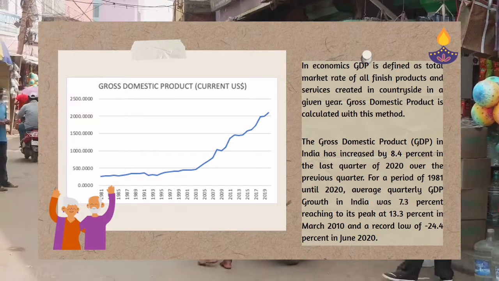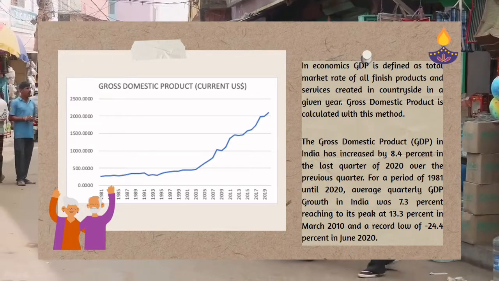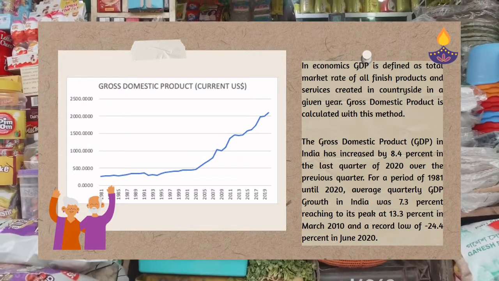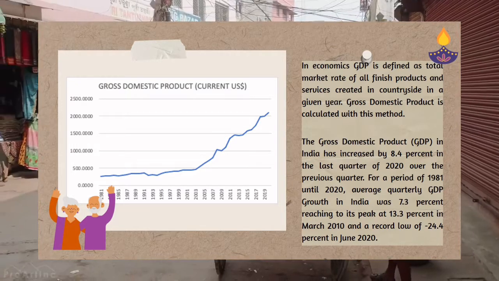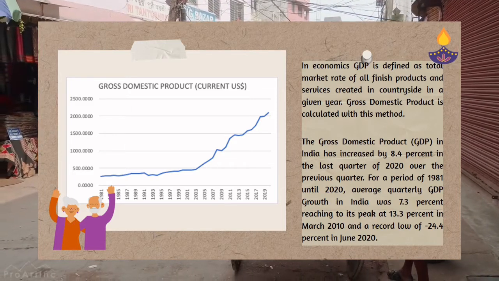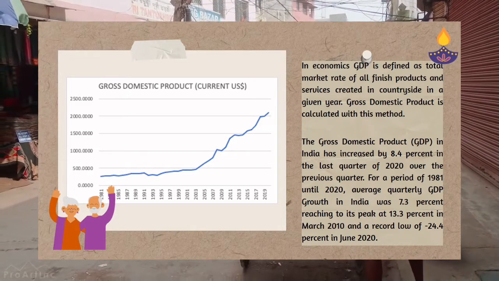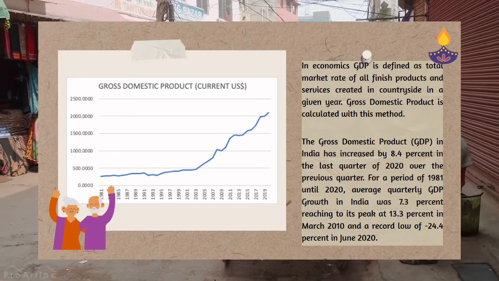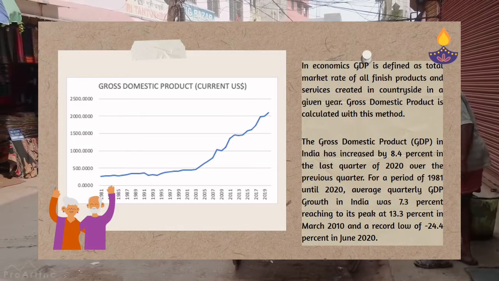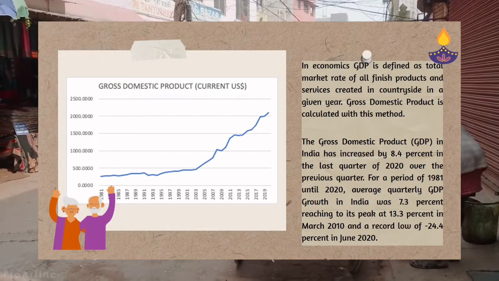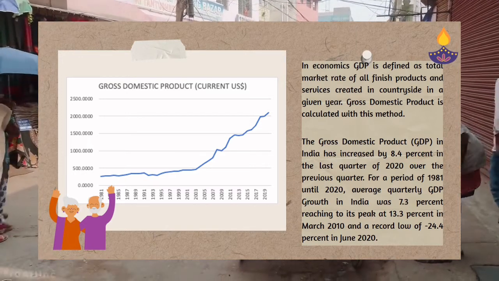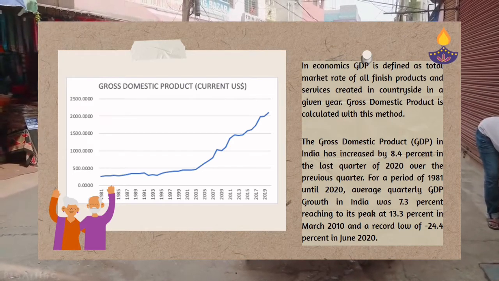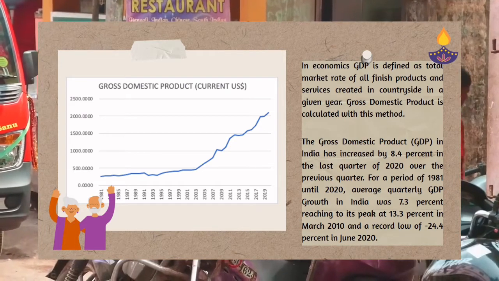In economics, GDP is defined as the total market value of all finished products and services created in a country in a given year. Gross domestic product is calculated with this method. The GDP in India increased by 8.4% in the last quarter of 2020 over the previous quarter. For the period of 1981 until 2020, average quarterly GDP growth in India was 7.3%, reaching its peak at 13.3% in March 2010 and a record low of negative 24.4% in June 2020.